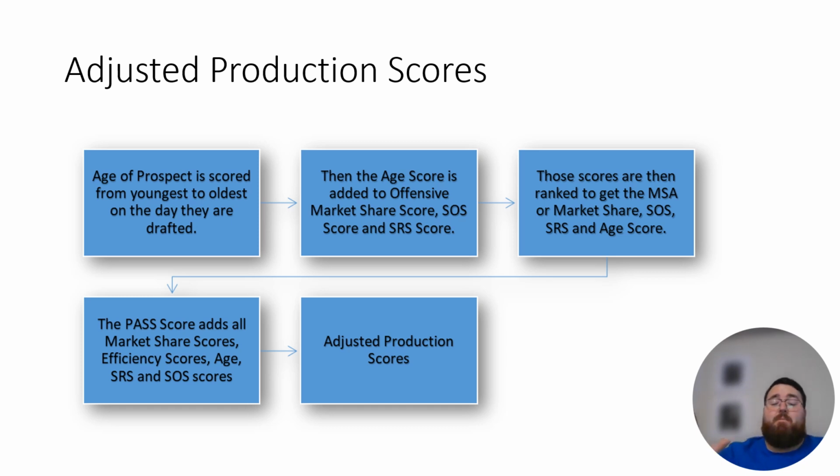What this information does is it gives you context. How productive was he for his age? How productive was he for the team that he was on? How productive was he for the level of competition that he was playing? That's what adjusted production scores do. It is by far one of the most powerful metrics to look at when it comes to wide receivers.